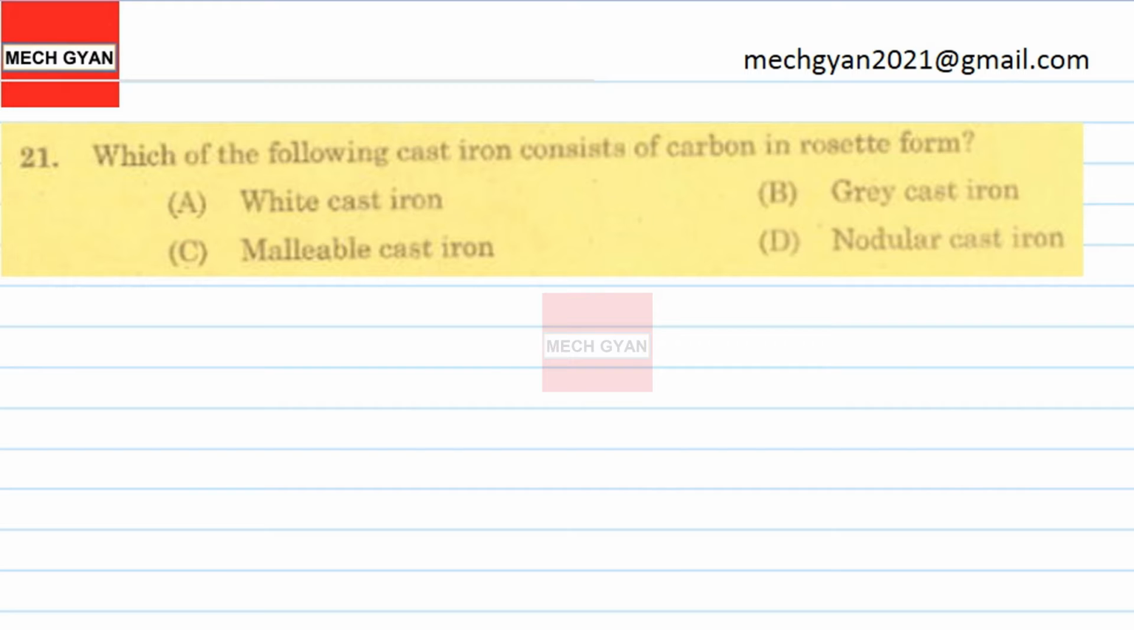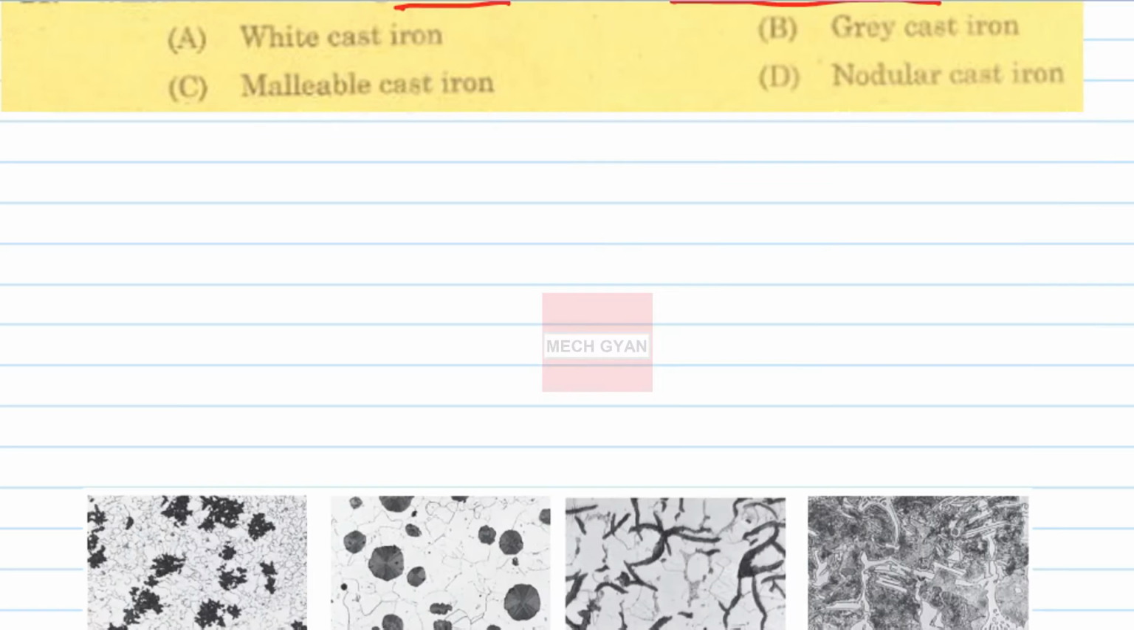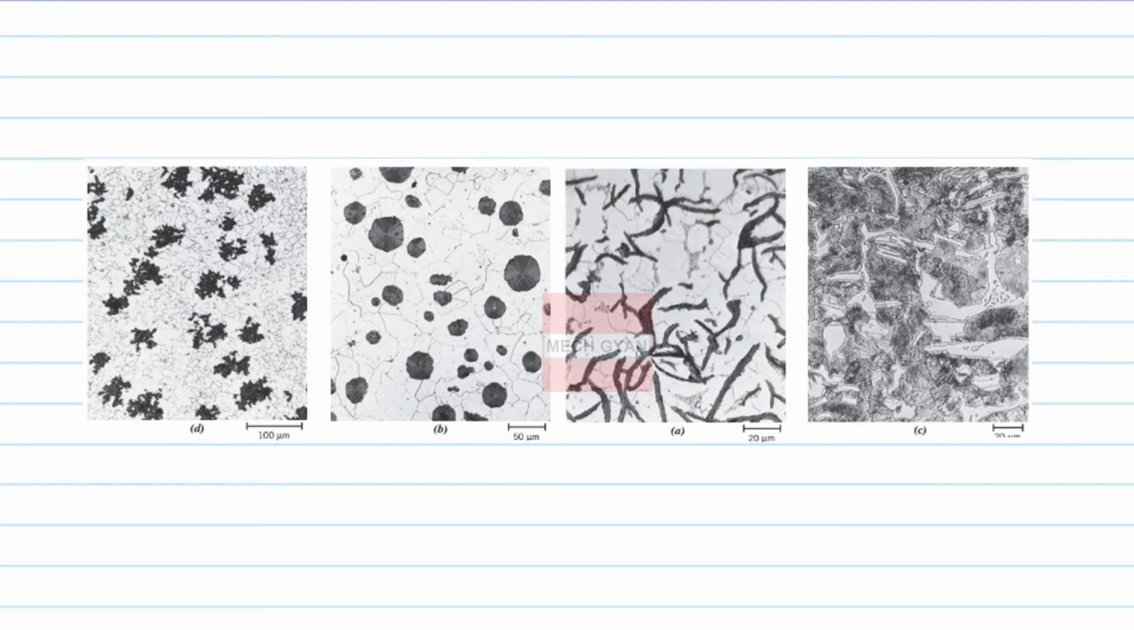Question number 21. Which of the following cast iron consists of carbon in a rosette form? Options are white cast iron, grey cast iron, malleable cast iron, nodular cast iron. So let's see the solution. Different types of cast iron. The following figure shows different types of cast iron.